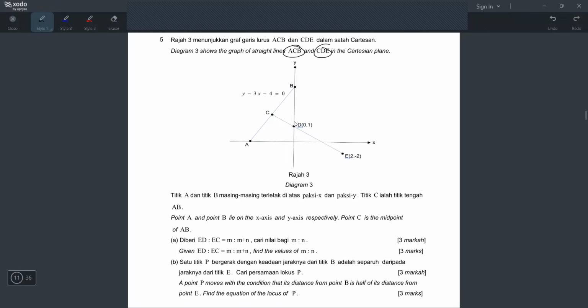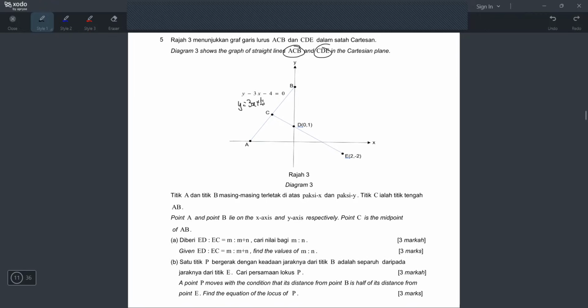Okay, whenever we read this question, we have to really look at all the information. So I don't even want to read down here first. I want to just observe the diagram. So I saw that the ACB equation already gives me y minus 3x minus 4 equals 0. So let's change to linear form: y equals 3x plus 4.